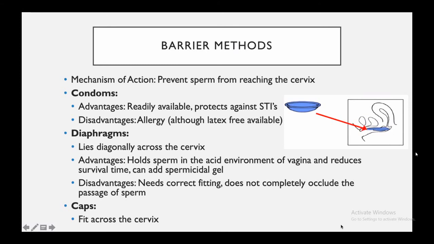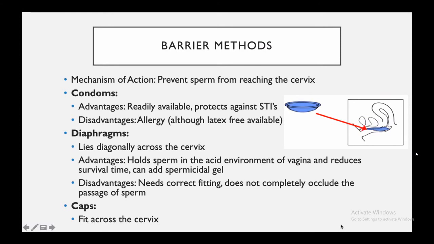The second barrier method is a diaphragm. A diaphragm normally lies diagonally across the cervix. So this picture displays a diaphragm. The advantage of a diaphragm is that it holds the sperm in the acidic environment of the vagina.